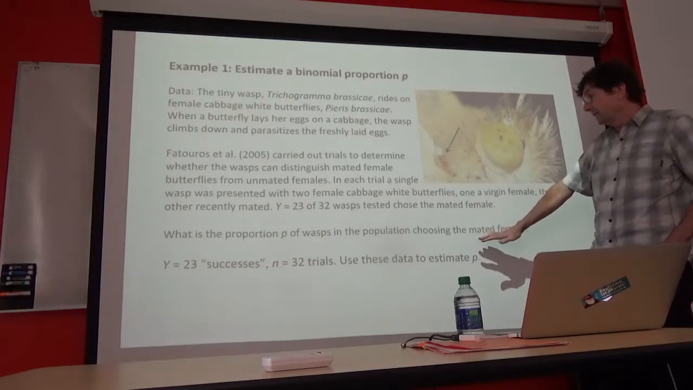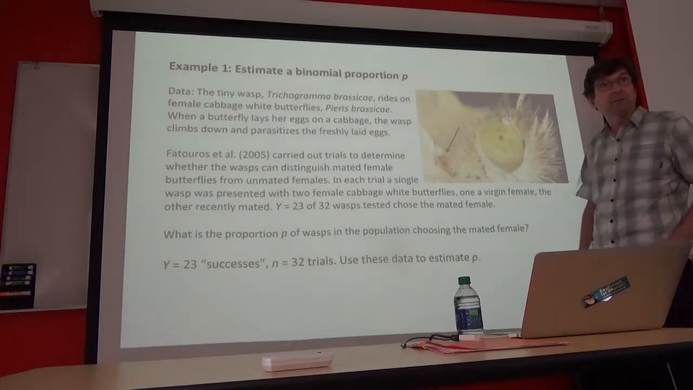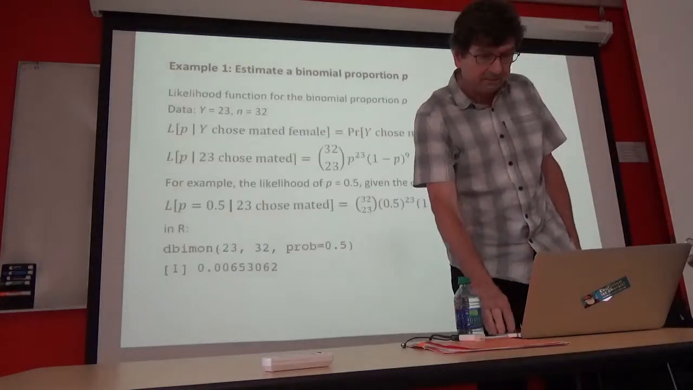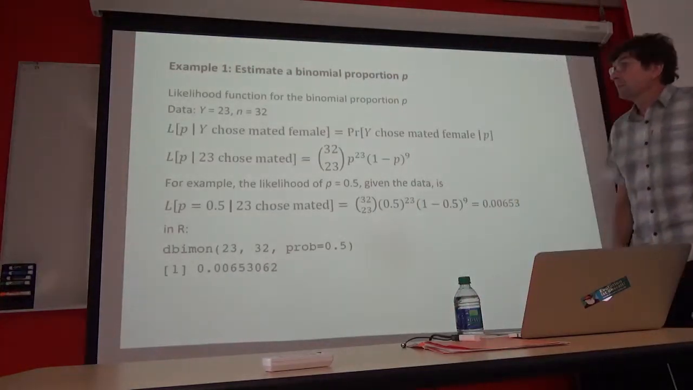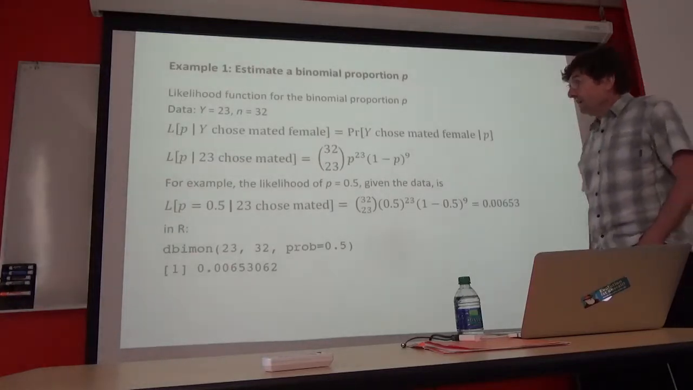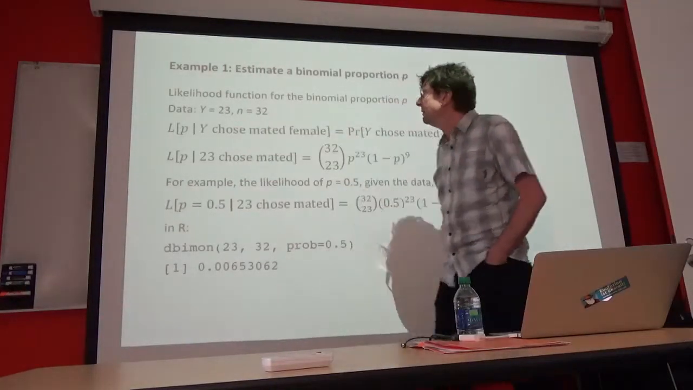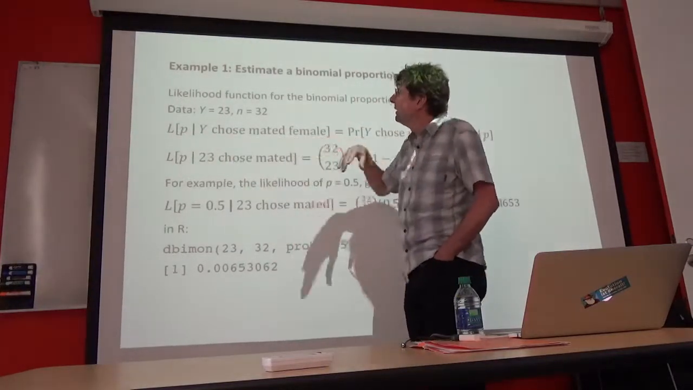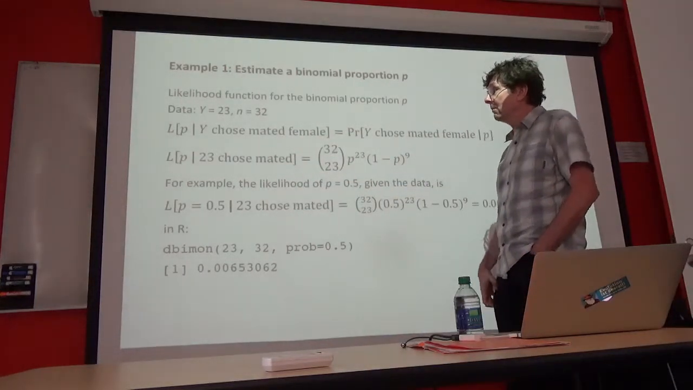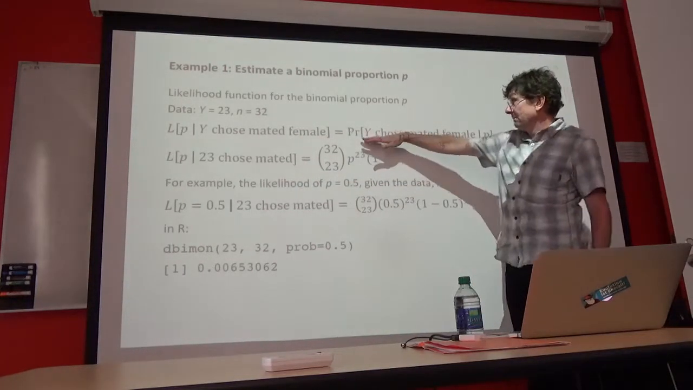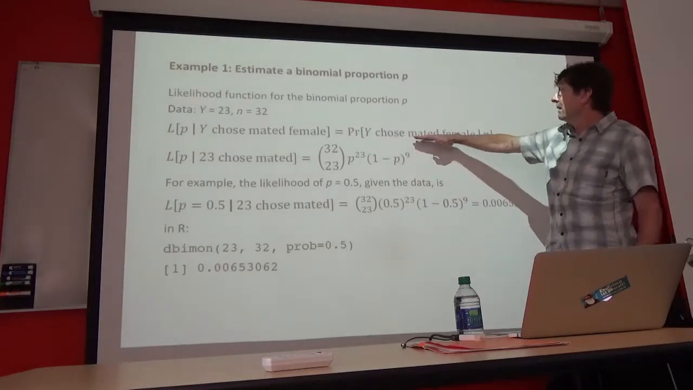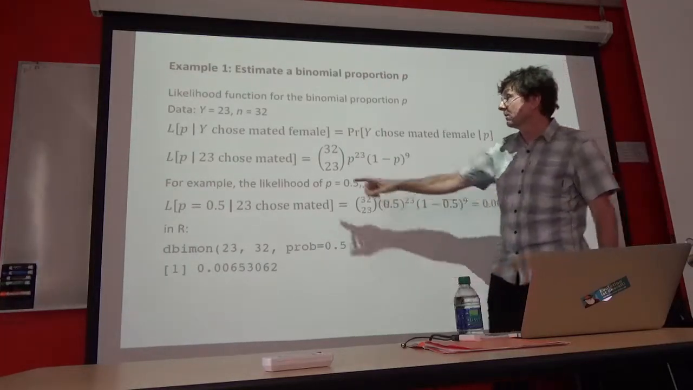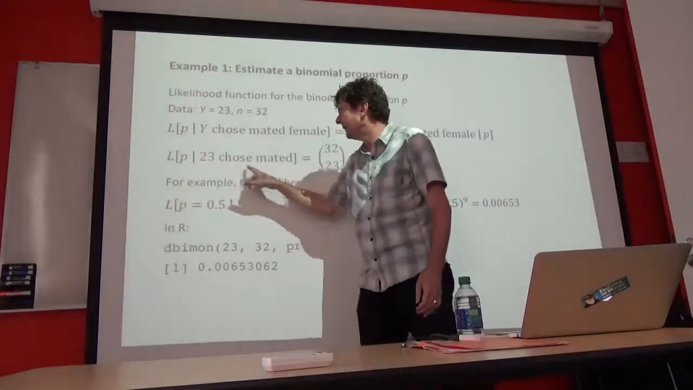At this point, we're just trying to estimate p in the population, the fraction of wasps that would choose the mated female in a trial just like this. So, 23 out of 32 successes. And to solve this, we're going to use the likelihood method. So again, those are the data, y is 23. And what we want to know is the likelihood of alternative values for p, given the data that y wasps chose the mated female. And that likelihood is calculated as the probability of the data, that 23 were chosen, given p. So that's how we phrase the likelihood of p given 23.